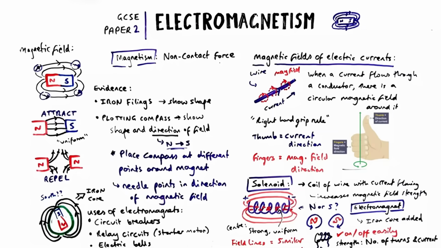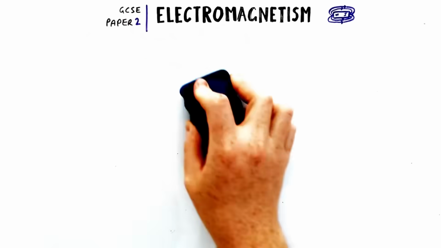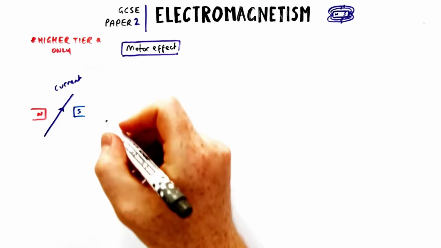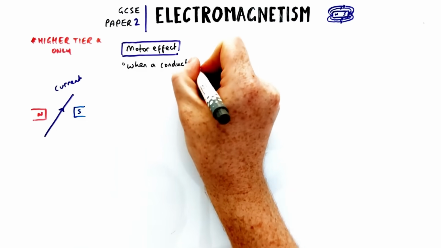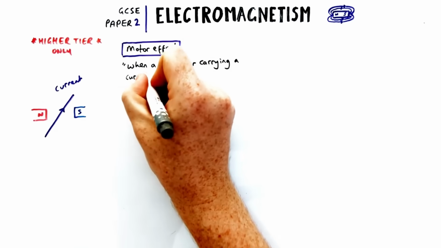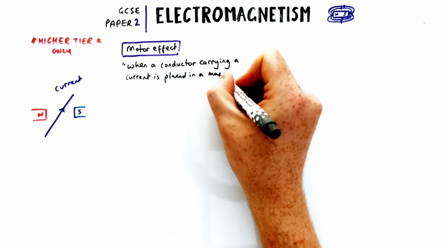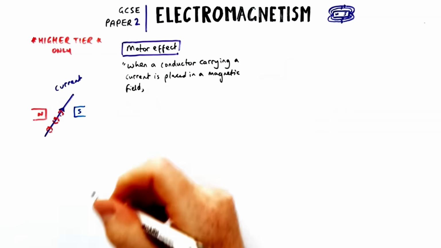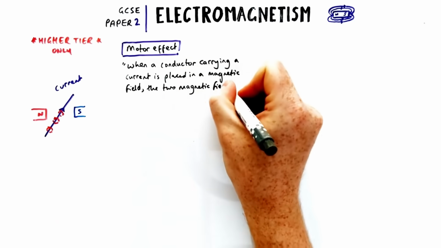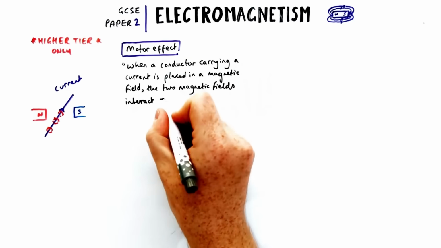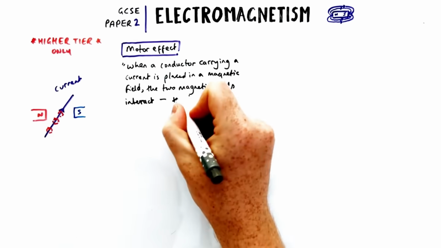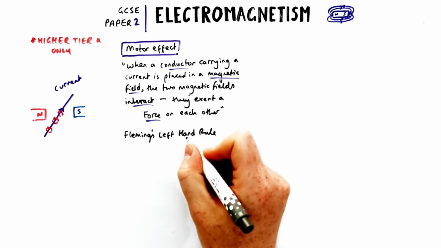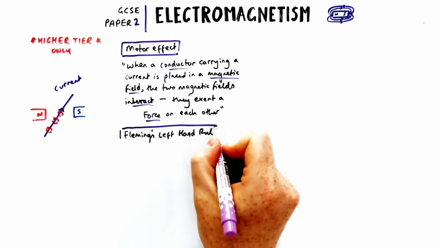The next part of the video is only suitable for higher tier students. We're going to talk about motors and the motor effect. So when you place a conductor, like this wire here, in a magnetic field, the two magnetic fields will interact. Now, do you remember before we talked about the wire having a magnetic field around it? Well, between the north and the south pole, there's another magnetic field, and when the two fields interact, they exert a force on each other. That's what's known as the motor effect. Now, Fleming's left-hand rule can tell us the direction of the force.